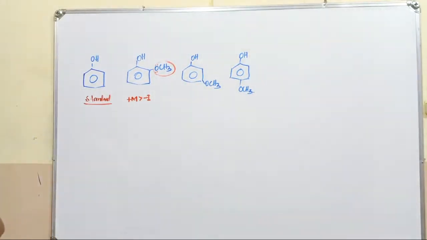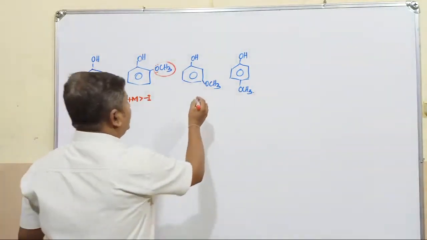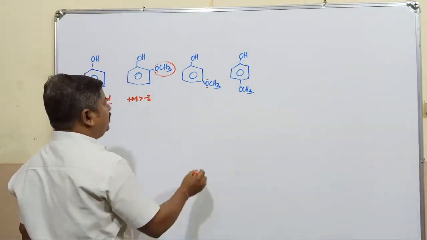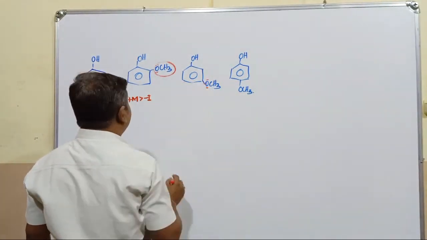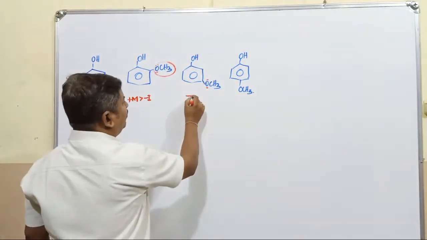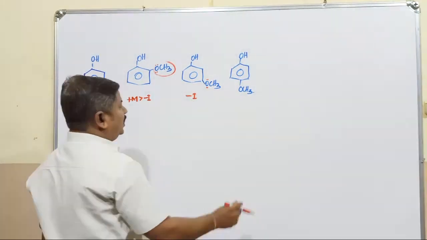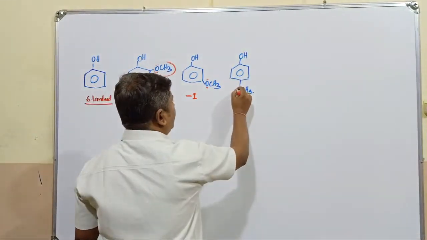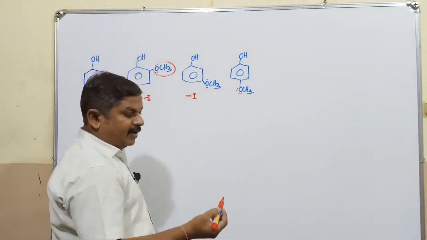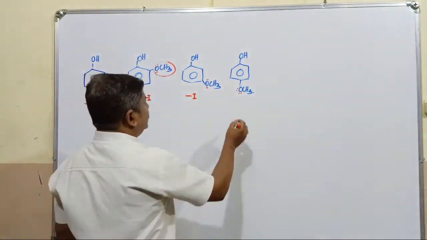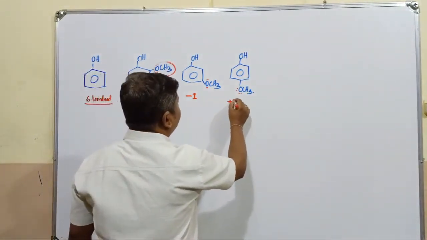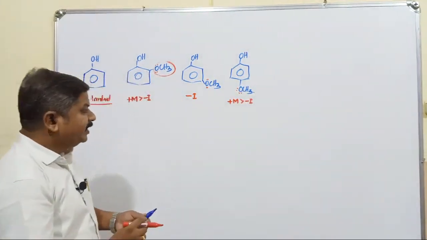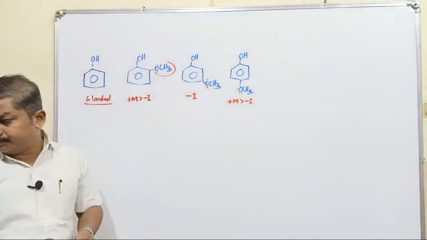Next, after this one, is 3-methoxyphenol. This one also contains lone pair of electrons. At this meta position, there is no mesomeric effect, only the inductive effect is operating. And the next one is 4-methoxyphenol. Here also oxygen contains two lone pairs of electrons, so this one also has a positive mesomeric effect and a minus I effect. Here also the mesomeric effect is dominating over the inductive effect.